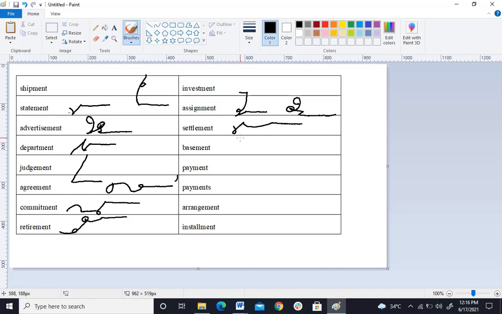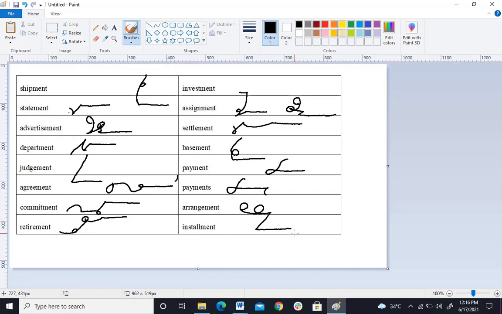Next, basement. So, we have base, B-A-S, and then ment. Next, payment. So, we have P-A, ment, payment. Payments, we have pay, ment, and then S. Next, arrangement. So, we have arrange, which is represented by A-R-A, and then N-J, and then ment. Okay? Last, we have installment.